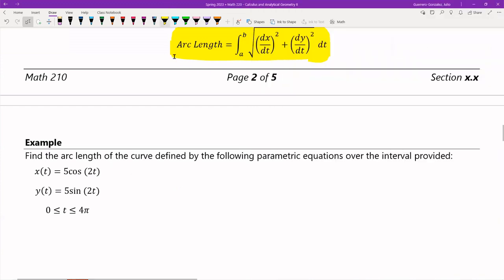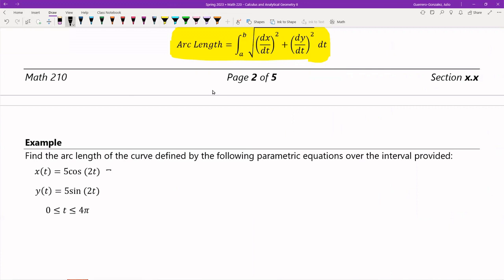So let's go back to our problem. Now we know what our answer is supposed to be: 4 times around a circle of radius 5. That's supposed to be our arc length. So let's go ahead and try to compute it using the equation that's above it.